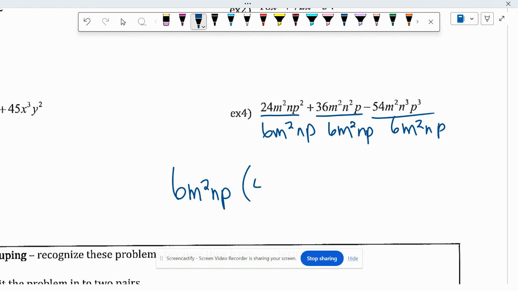24 divided by 6 is 4. M squared cancels out. N divided by n cancels out. P squared divided by p is p. Plus 36 divided by 6 is 6. M squared divided by m squared cancels out. N squared divided by n is n. P divided by p cancels out.